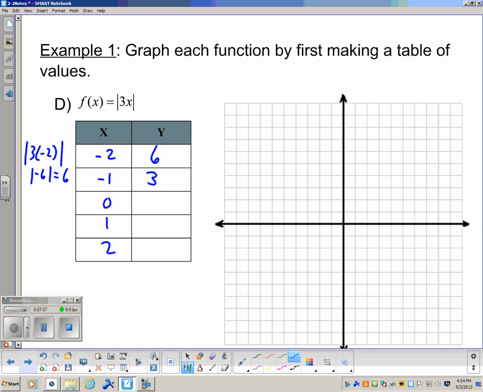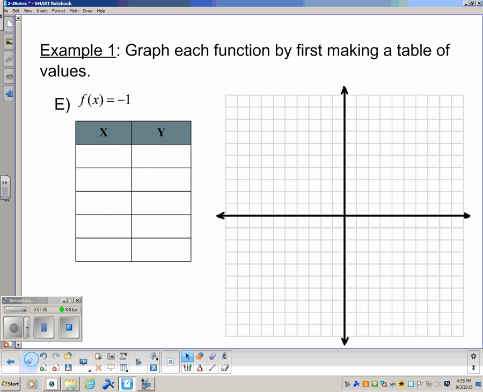Putting 0 in there for x, 3 times 0 is 0. Absolute value of 0 is 0, because it's 0 from 0 on the number line. Putting 1 in there, 3 times 1 is 3. Absolute value of 3 is 3. Plug in 2. 3 times 2 is 6. Absolute value of 6 is 6. So now I can simply just graph this. So -2, 6, -1, 3, 0, 0, 1, 3, and 2, 6. And then I can simply connect these. And remember, this is a V. So when I connect it, I make it look like a V.